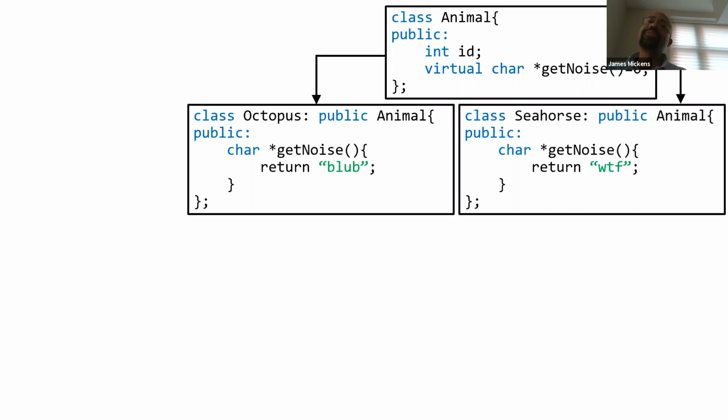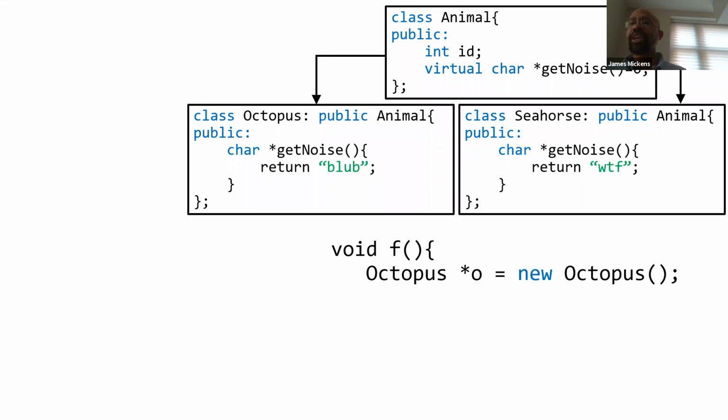So we have this inheritance hierarchy here. And imagine we had the following code somewhere in the program. So we've got some function f. It is going to declare a new octopus object on the heap. Then it's going to declare an animal pointer, but it's going to actually make the animal pointer point to the octopus object.